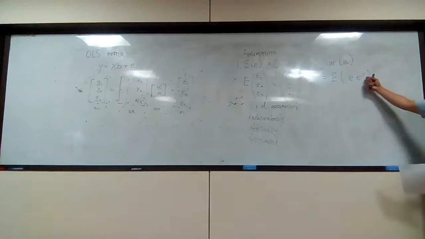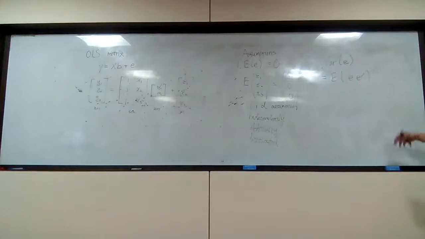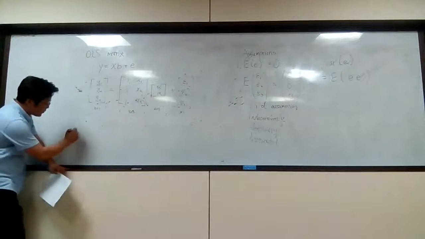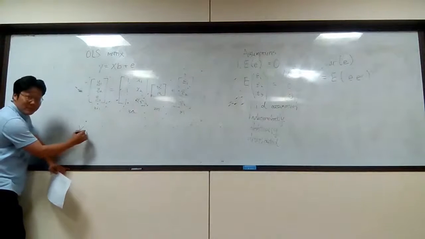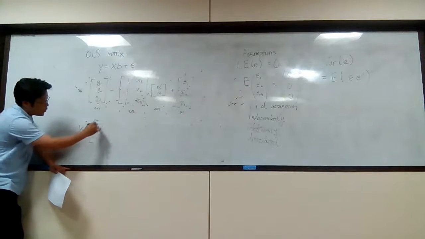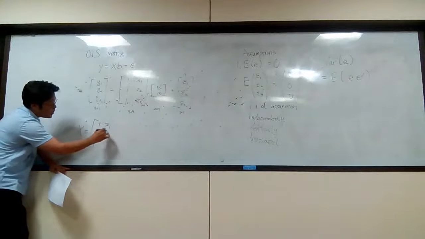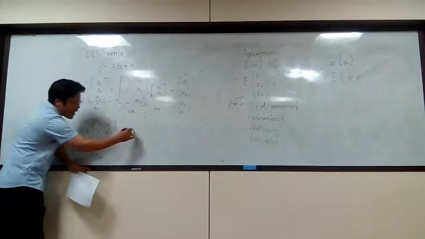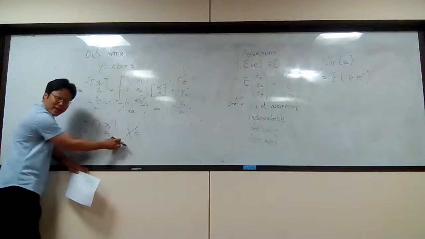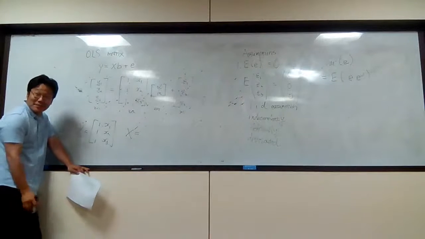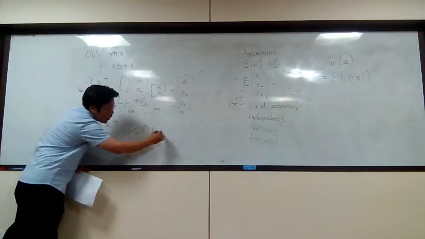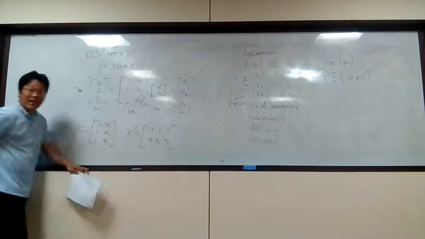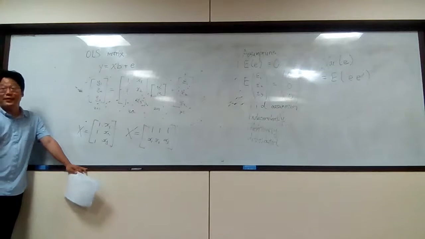Do you guys remember what the transpose is? Okay? Let me teach you what transpose is. Here, the X matrix is 1, 1, 1, x1, x2, and x3. This is the X matrix. X transpose matrix, any idea? That is 1, 1, 1, x1, x2, x3. Okay? This is the transpose matrix.